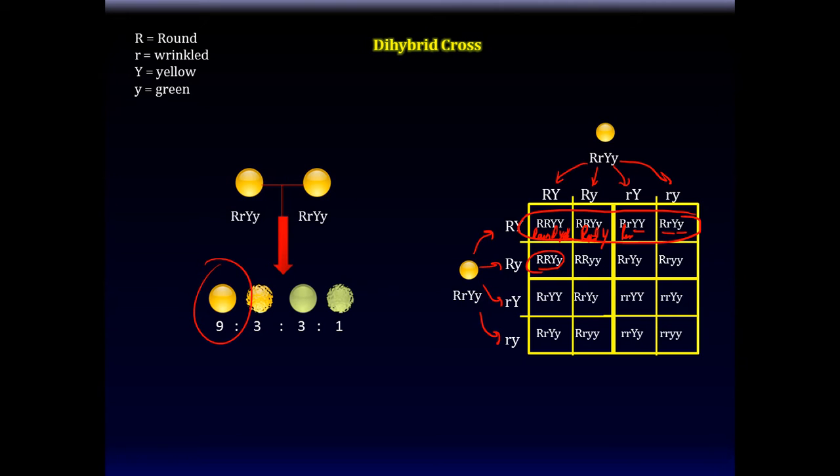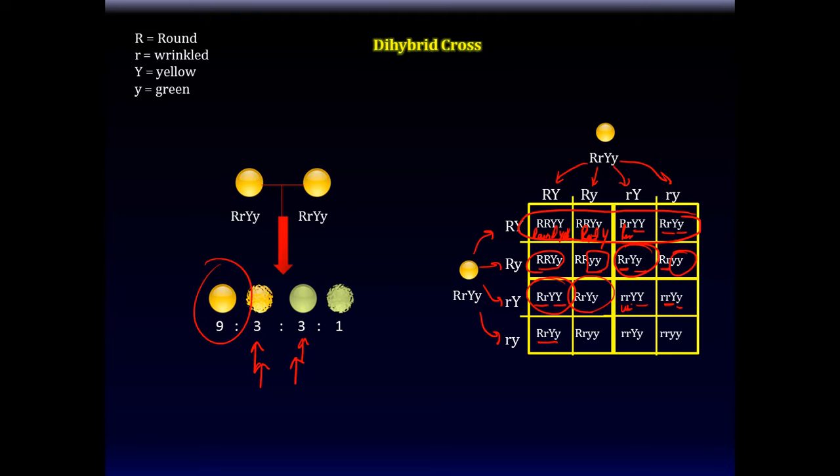This would be round yellow. This would be round green. That would be this guy right there, round green. This would be round and yellow. This is another round and yellow. This would be round and green. That's this guy over here. This would be round and yellow. There's another round yellow. This would be wrinkled and yellow. That's this guy over here. This would be wrinkled and yellow. That's that guy over there again.